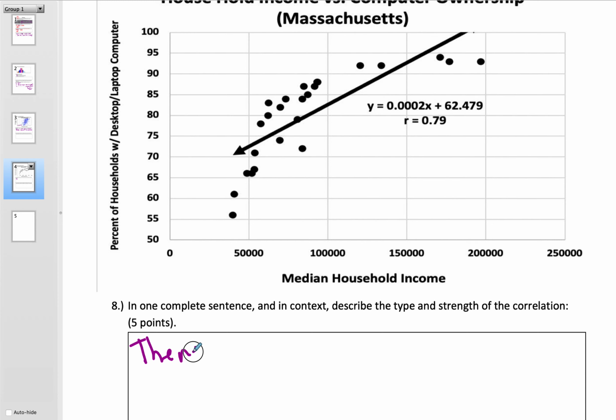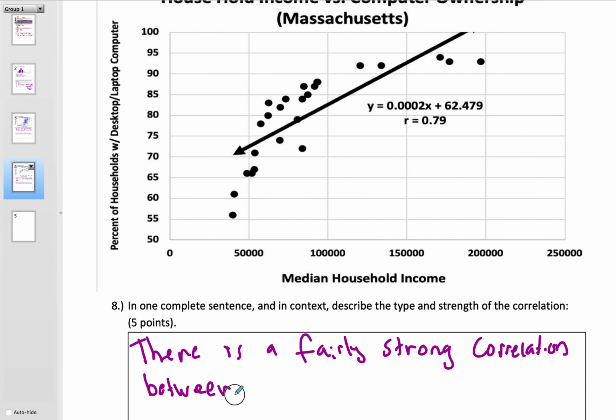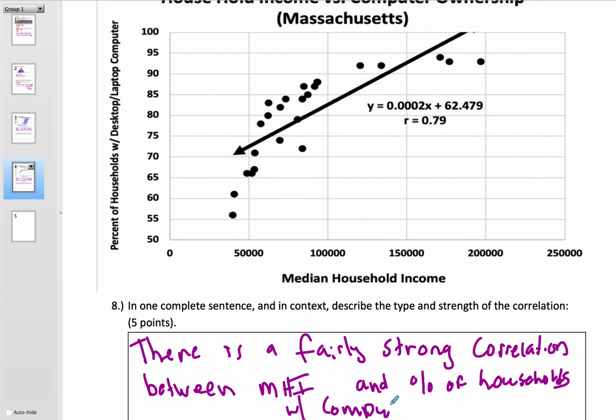So there is a, now, 0.79, I would still say, maybe you could say fairly strong. It's not as strong maybe as 0.9, but it is pretty strong. There's a very strong correlation between median household income, MHI, I'm going to abbreviate it as, and percent of households with a computer. Okay, that kind of makes sense if you think about it. The more money you have coming into the household on average, the more likely you are to be able to afford that technology of having the computer.